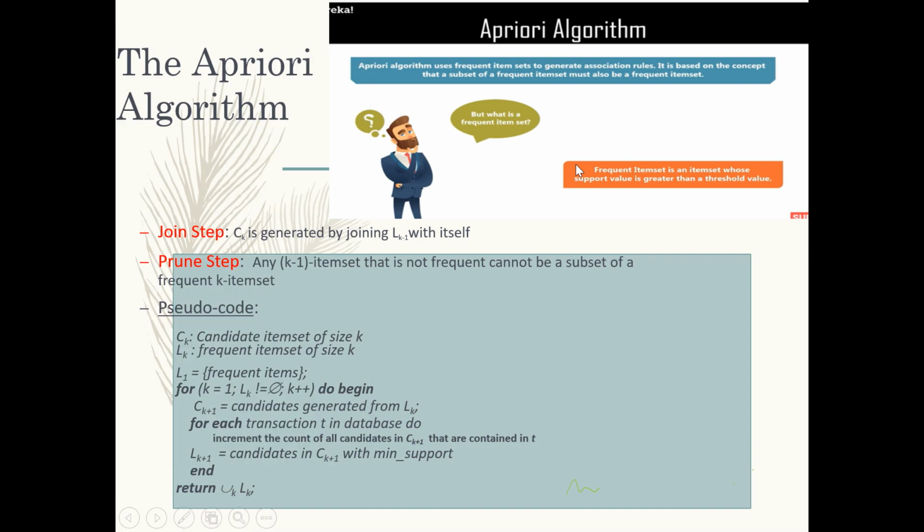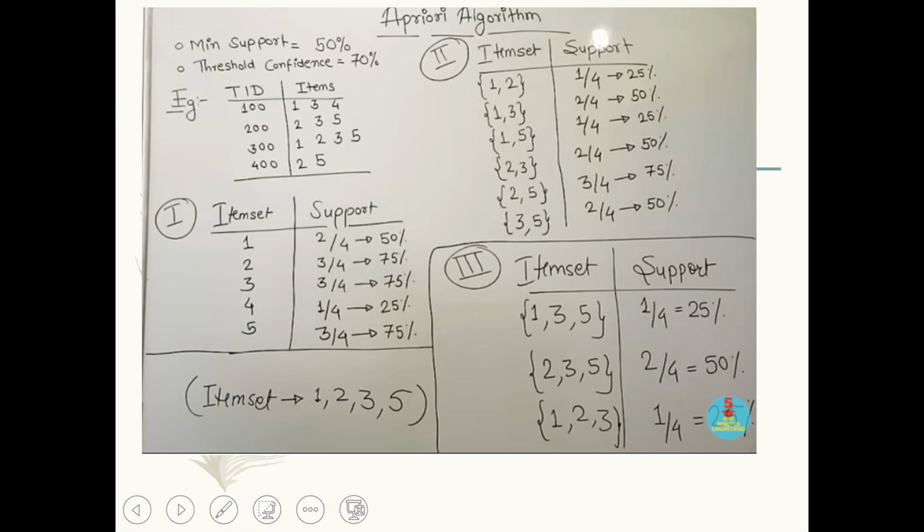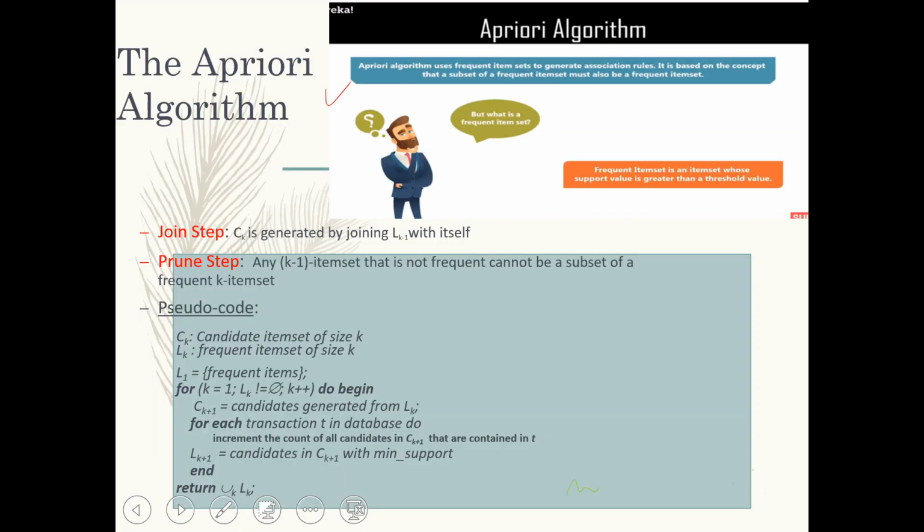Hello all, in this video I'll be talking about the Apriori algorithm. As we have discussed in the class, the Apriori algorithm uses frequent item sets. We have to find the frequent item sets, and with the help of those frequent item sets, we have to generate association rules. This is the process we will adopt in our Apriori algorithm.